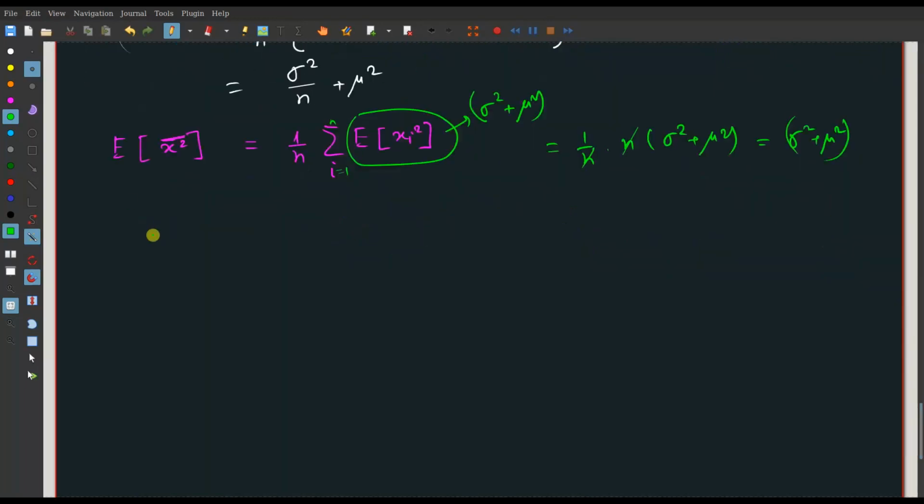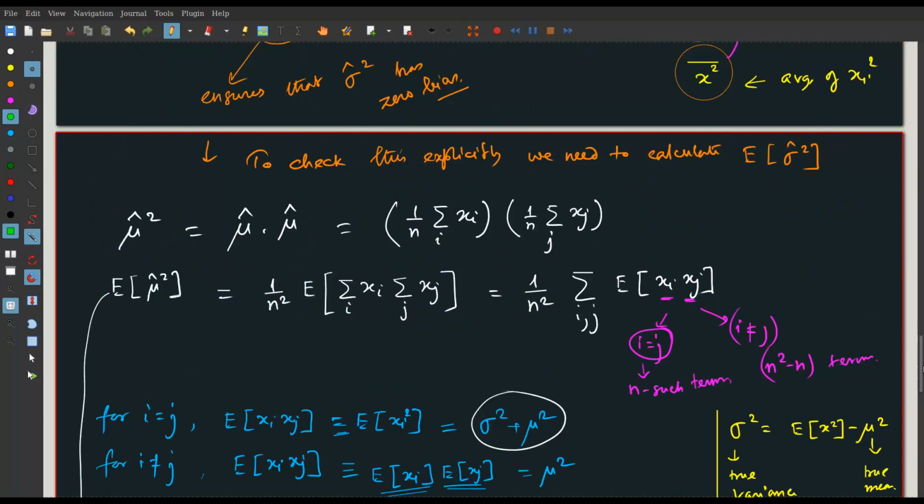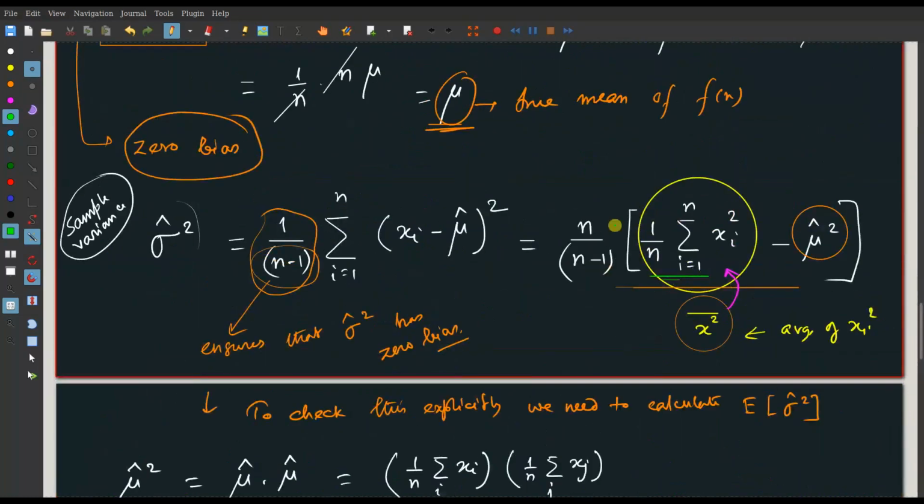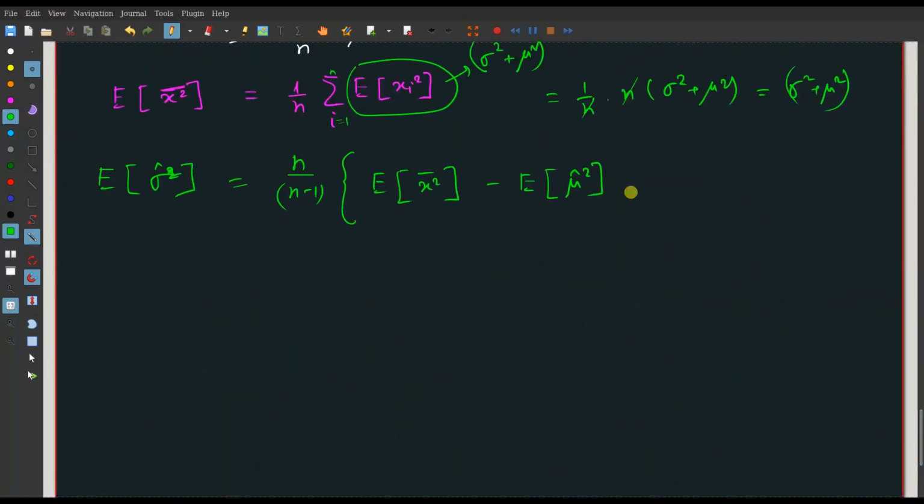Now let us go back. So now I can try to calculate the expectation value of sigma square hat. That was n over n minus 1 according to my thing. So the expectation value of x square bar minus the expectation value of mu hat square. All right. So you check this in here, this n by n minus 1 total global factor comes out. The expectation value of this minus the expectation value of this.